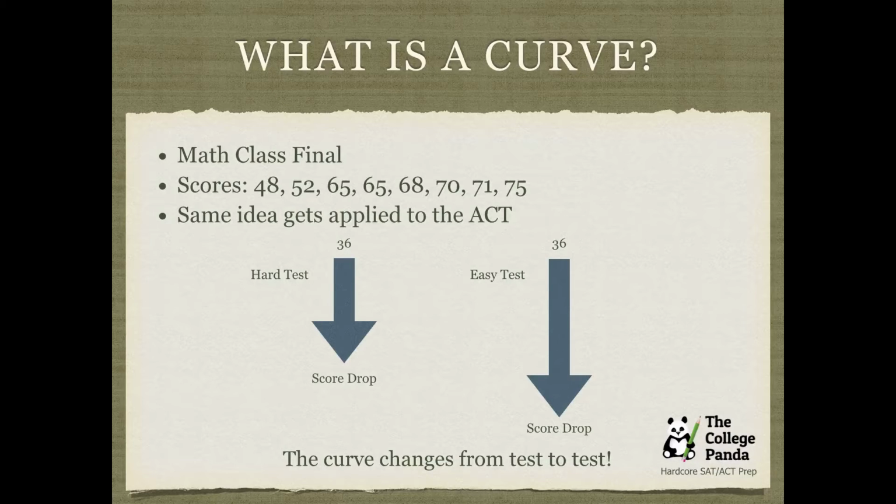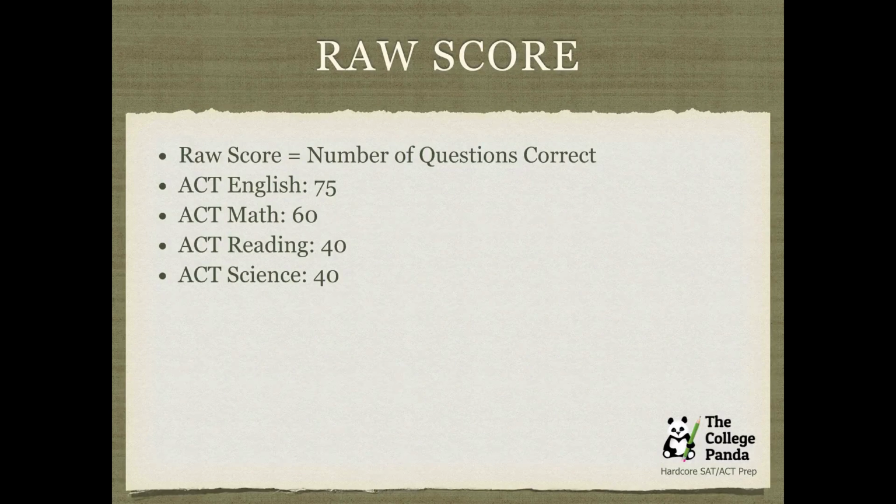Well, before we get into that, let me explain what a raw score is. A raw score is just a fancy term for the number of questions you got correct. So if you get a raw score of 70 on the English section, that means you got 70 questions correct. The maximum raw score on the English is 75 because there are 75 questions. The maximum on the math is 60, on the reading it's 40, and on the science it's also 40. If you get all of the questions correct, you always get a perfect scaled score of 36.